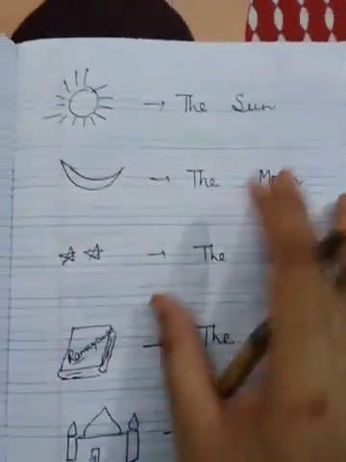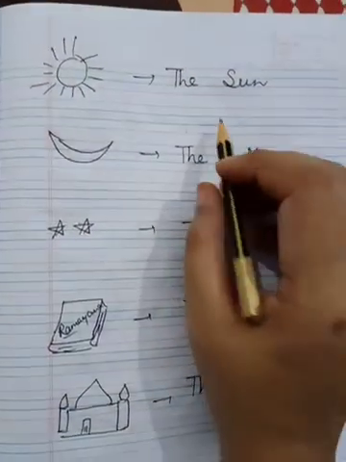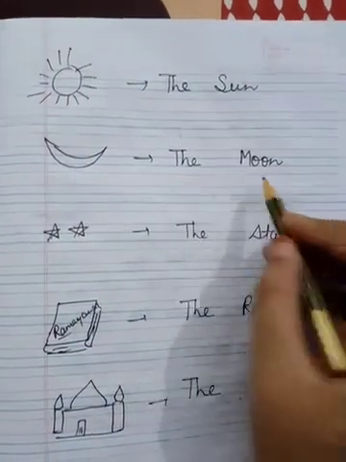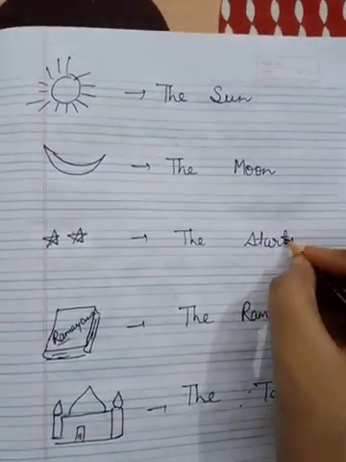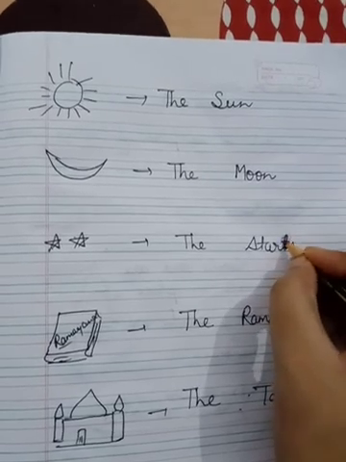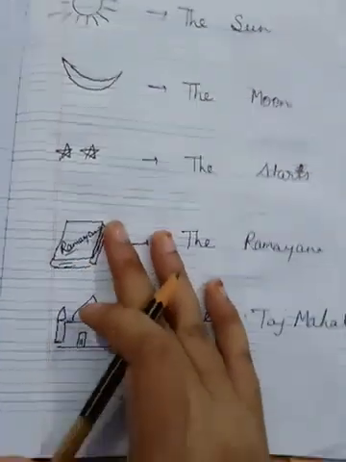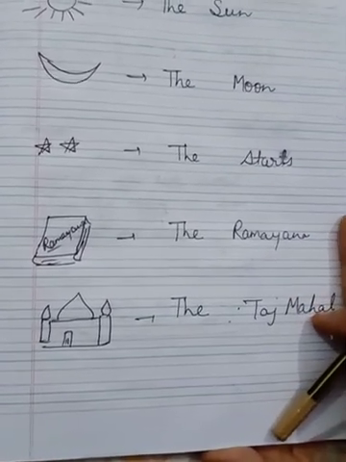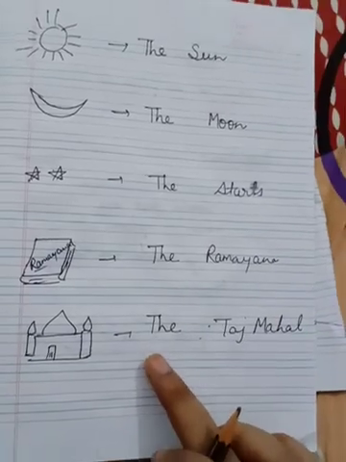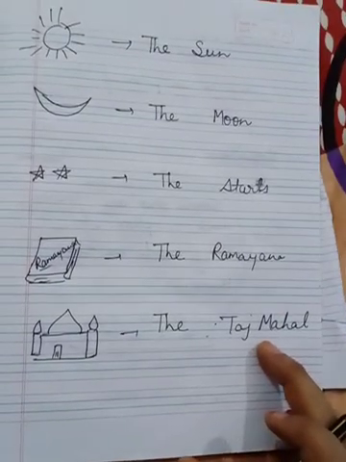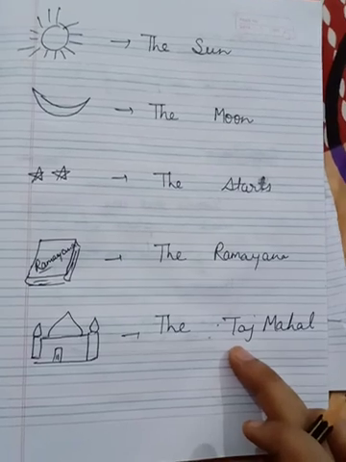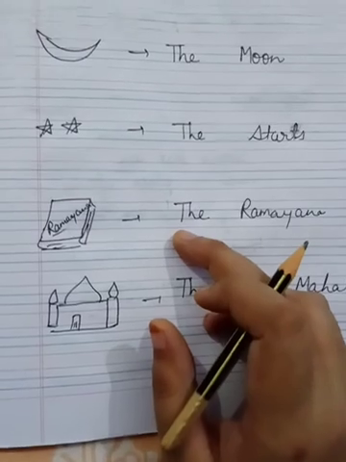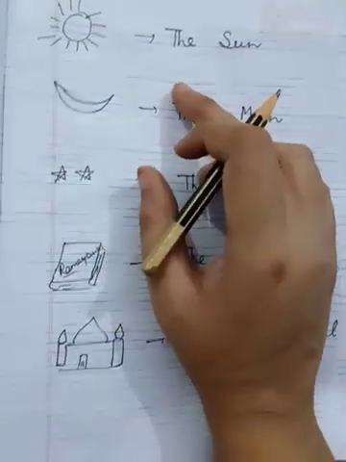Next, unique thing. Now where we have to write the: the sun is a unique thing, so we will write the sun. Moon, the moon. The stars. Okay, stars. Ramayana, if any unique book is given, so we will write the Ramayana, the Bhagavad Gita, like this. If any monument is there, the Taj Mahal. So we will write the with the famous monument, with the famous book, and with the unique thing.